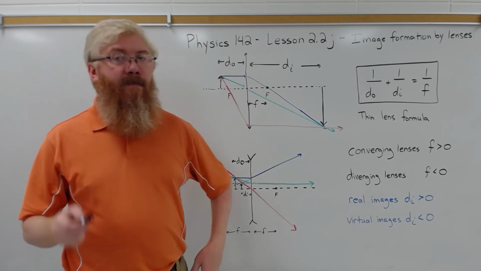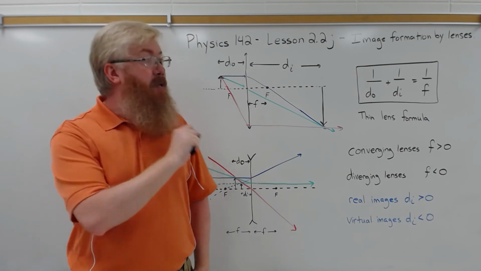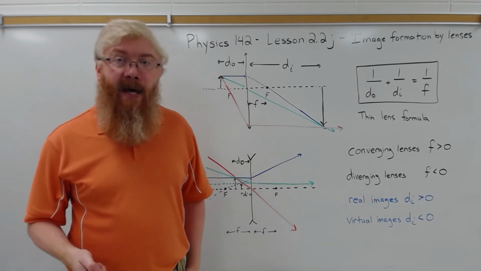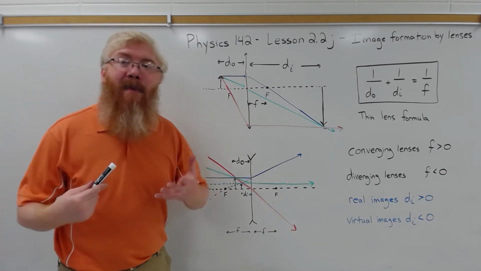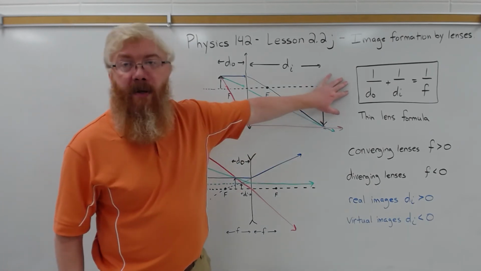If you have really good drawing skills and you're very precise with a ruler, you can actually do this ray tracing and come up with a reasonable answer. However, there's a mathematical formula that gives you the precise answer. It's called the thin lens formula.